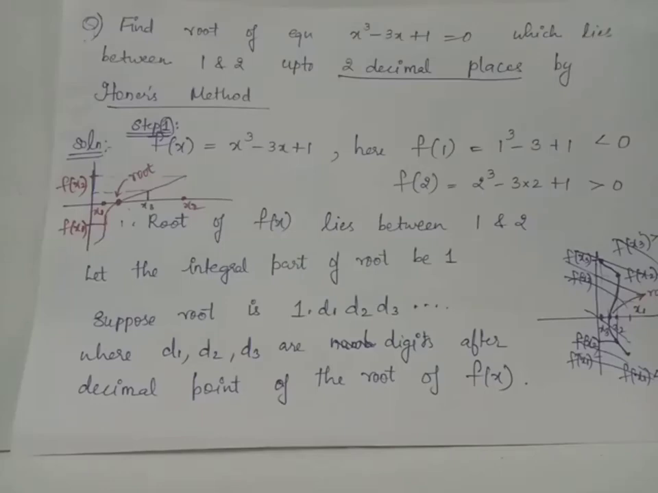Let us discuss Horner's method, which is one of the numerical methods to find out the root of a given equation. Let us look at an example. Find the root of the equation x cube minus 3x plus 1 equals 0, which lies between 1 and 2, up to 2 decimal places using Horner's method. We have x cube minus 3x plus 1 taken as f of x.